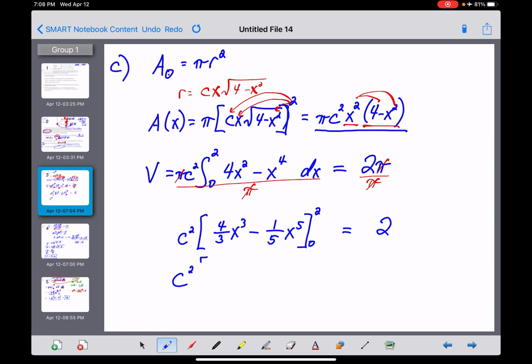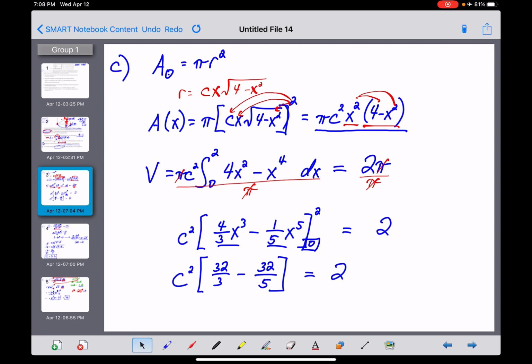Still got some work to do in those brackets here, guys. So this is going to be c squared times, all right, 2 cubed is 8 times 4 is going to be 32 over 3, minus 2 to the fifth is 32, so that becomes 32 over 5. And then with the 0, putting a 0 into a polynomial function is just going to get a 0 in both cases. So I'm done with my left side now. All of that is equal to 2.